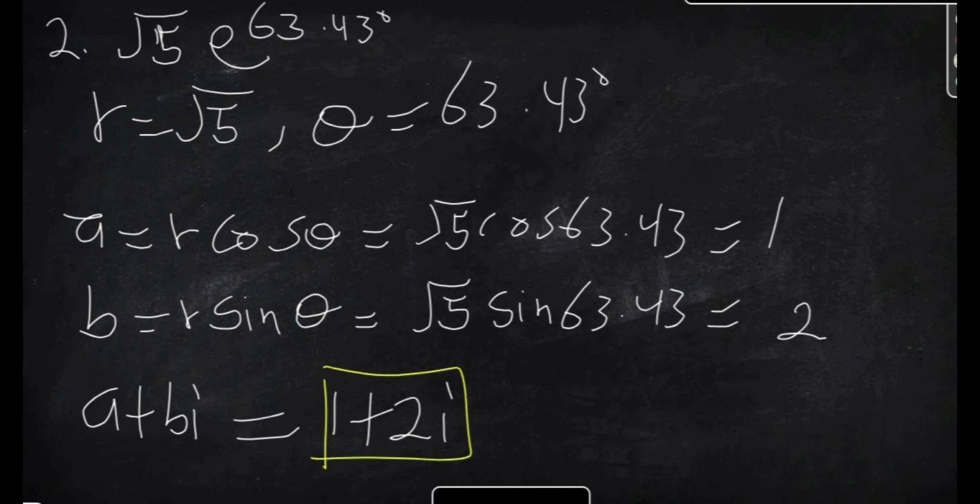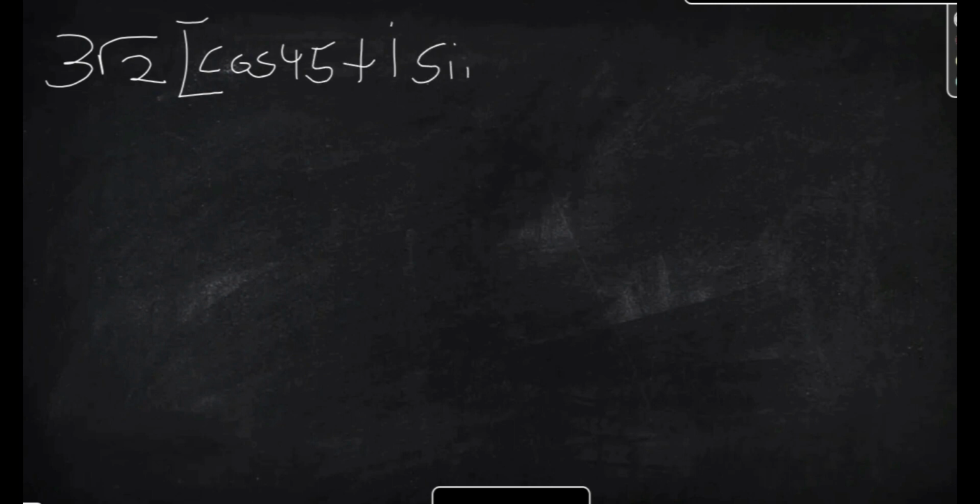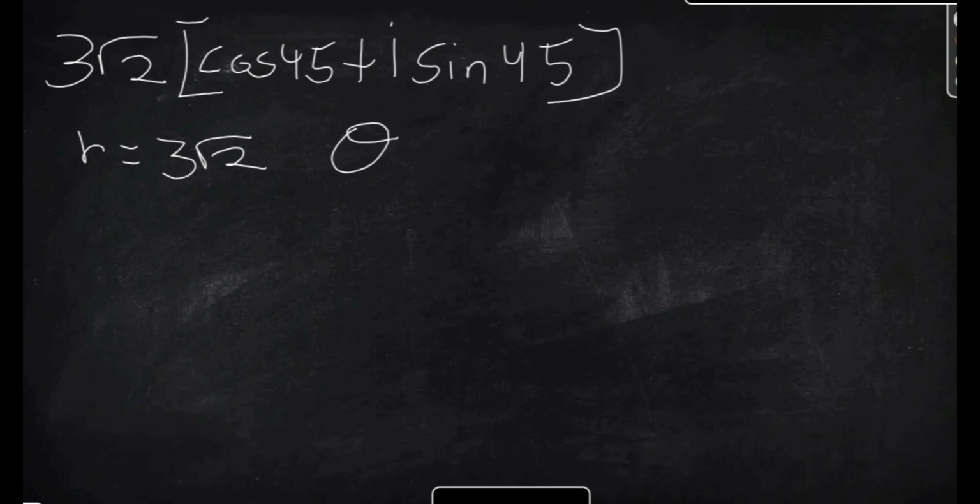Let's take another example. We have 3 root 2 into bracket cos 45 plus i sine 45. Comparing this to our polar form, we have our radius to be 3 root 2, and we have our angle theta to be 45 degrees.